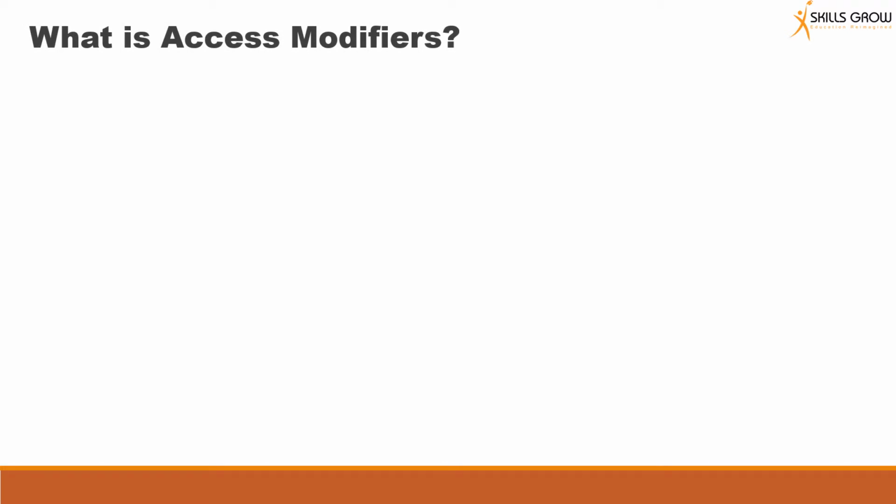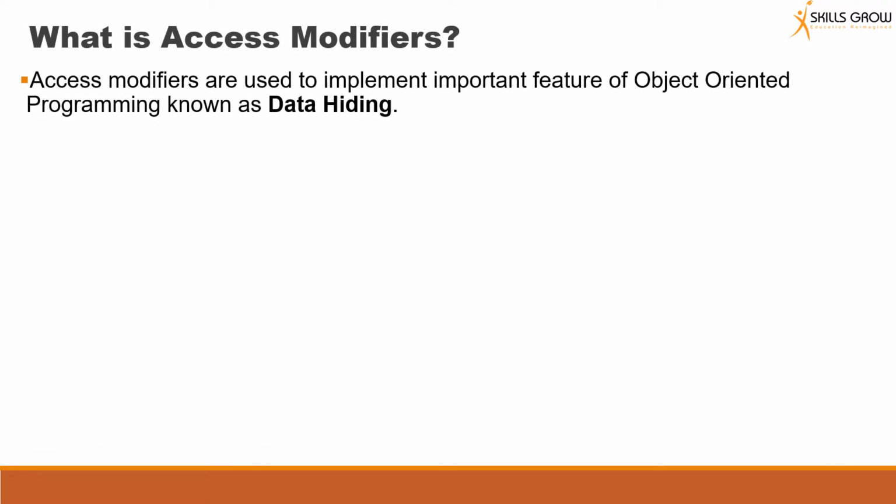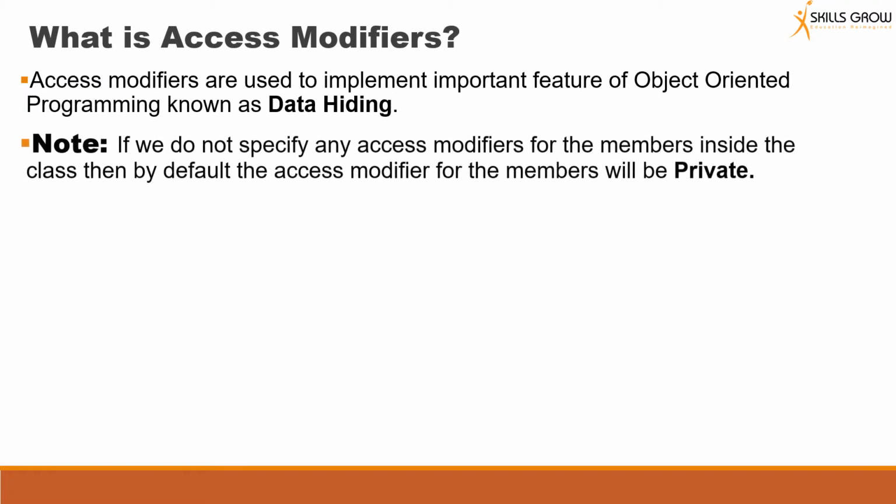What are access modifiers? Access modifiers are used to implement an important feature of object-oriented programming known as data hiding. Access modifiers are keywords in object-oriented languages that set the accessibility of classes and other member functions. These are a specific part of a programming language. Note, if we do not specify any access modifiers for the members inside the class, then by default the access modifiers for the members will be private.